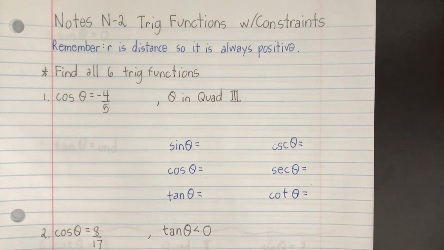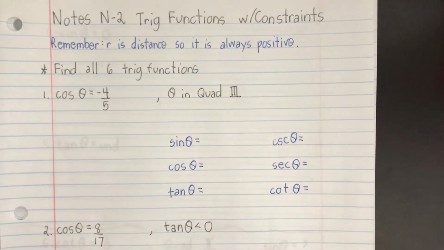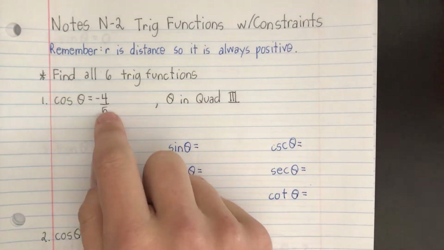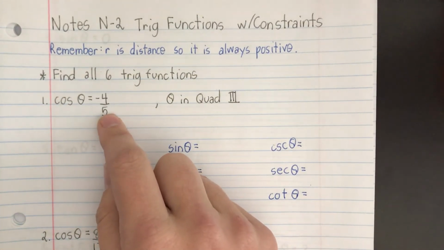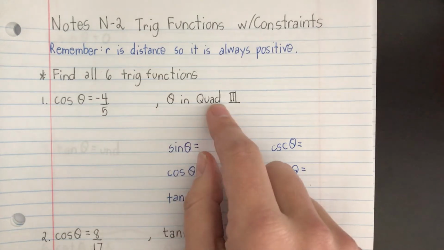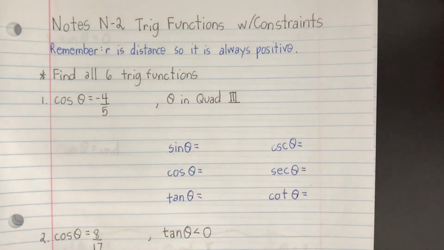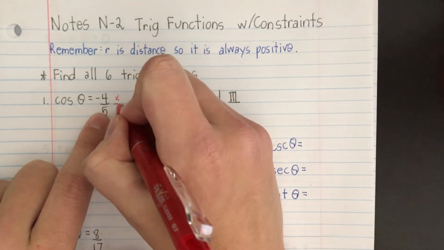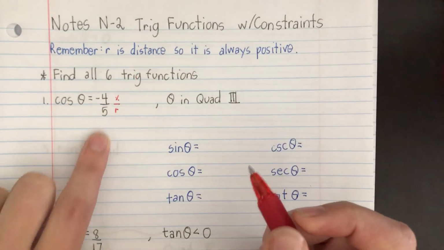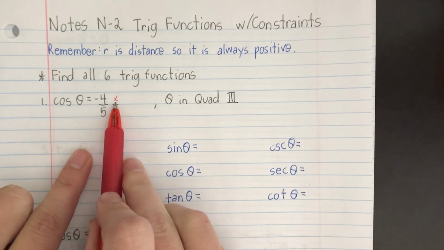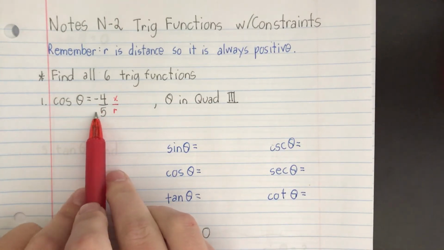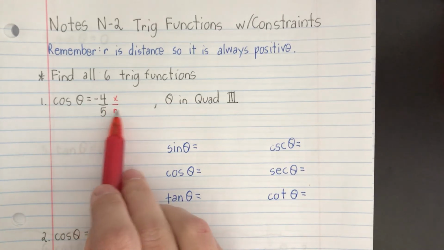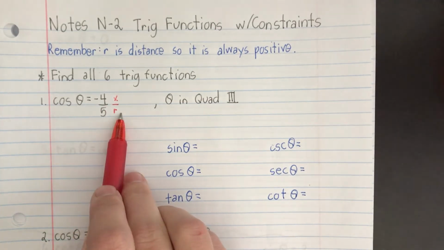Find all 6 trig functions given in number 1. Cosine of theta is -4/5, so this is not on the unit circle, as you know, where theta is in quadrant 3. So let's refresh. Cosine, remember, is x over r, so I'm going to write that next to it so you remember. We know that the negative will go with the x because there's no way it can go with the r. The r has to be positive. Sometimes we'll have to bring the negative down, but in this case we won't because r has to be positive.